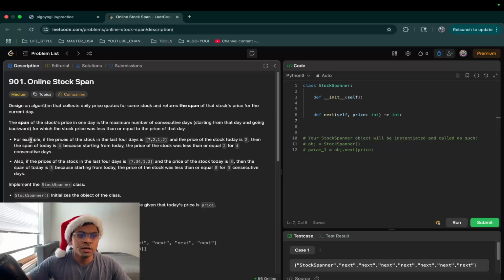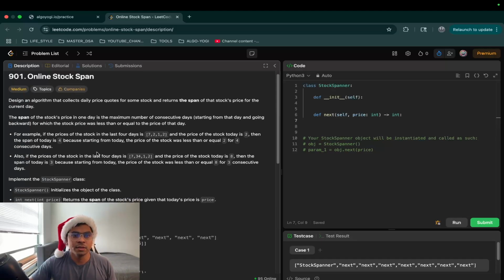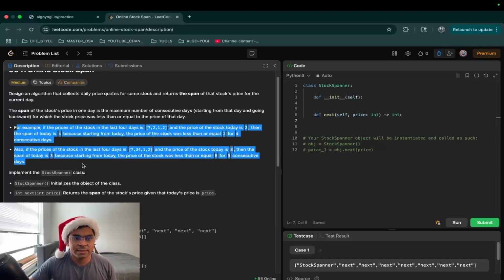All right. So the span of a stock's price in one day is the maximum number of consecutive days starting from the day and going backward for which the stock price was less than or equal to the price of that day. So they have given this example right here.